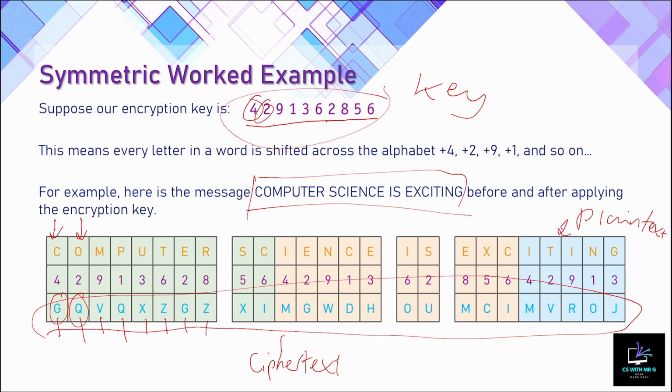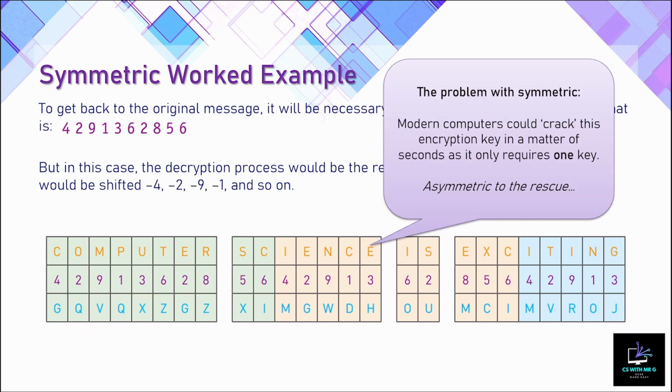So as you can imagine, these keys come in many different formats. They could include symbols, they could be really long, but the more complicated the encryption key, the encryption algorithm, is, the more difficult it will be to unlock. So as we mentioned, symmetric is only one key, and obviously it's not as secure as asymmetric. Now, modern computers could, what we call, crack this encryption key in a matter of seconds.